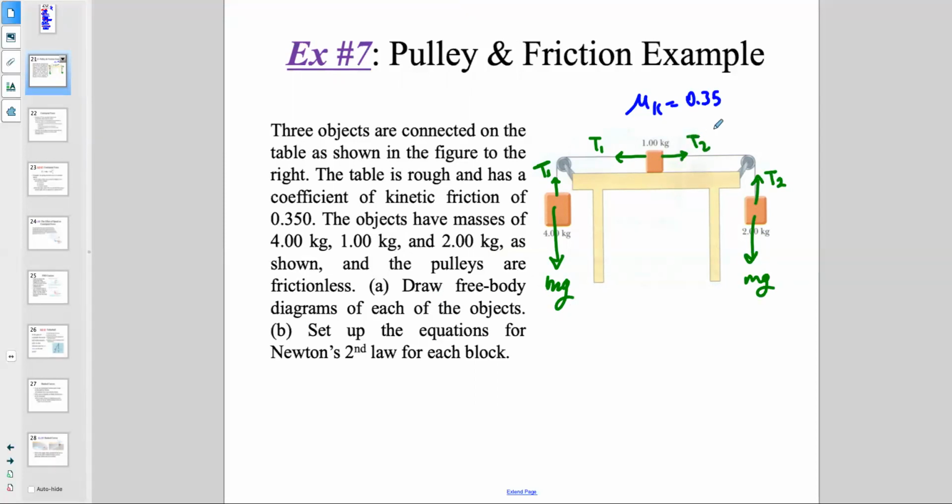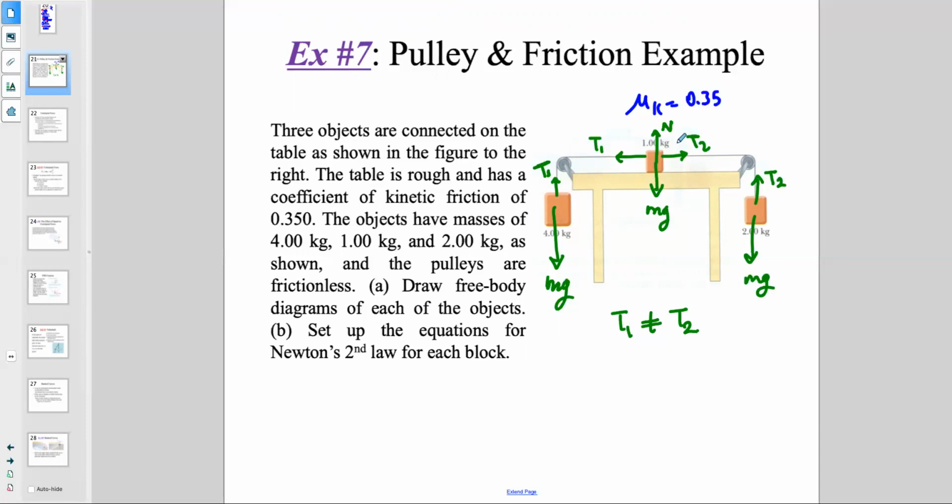Remember, these two ropes have different tensions because they are connected to different masses. So I can't call both of them T because they are not equal. Tension in this rope is being produced by mg, but the m is 4. Tension on the other side is being produced by an mg, where m is 2 kilograms. So T2 and T1 are not equal. This is very essential. T1 is not equal to T2. The other forces I have here are mg for this particular object, and a normal force as well.